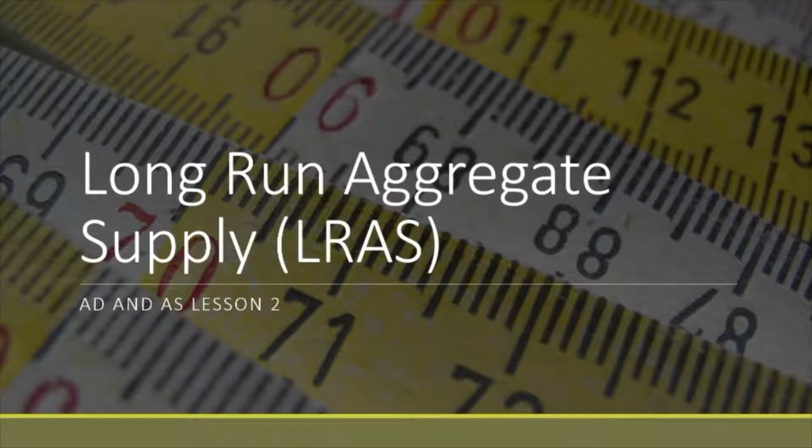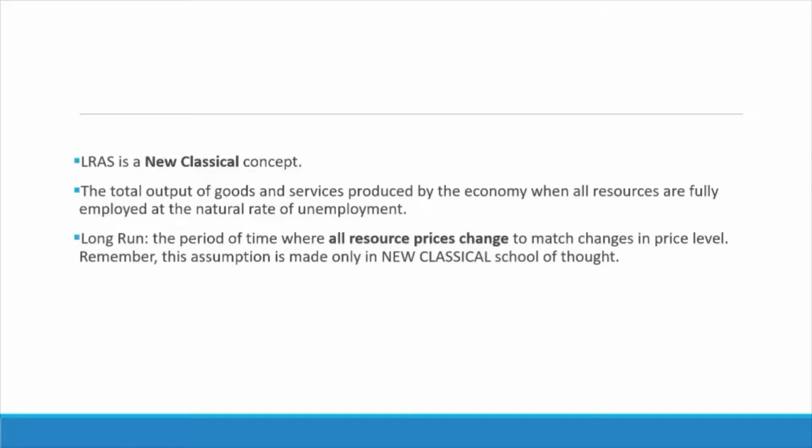Long-run aggregate supply is defined as the total output of goods and services produced by the economy when all resources are fully employed at the natural rate of unemployment. And the long run is the period of time where all resource prices change to match changes in price level. Remember, this is really important as it's unique to the New Classical model.